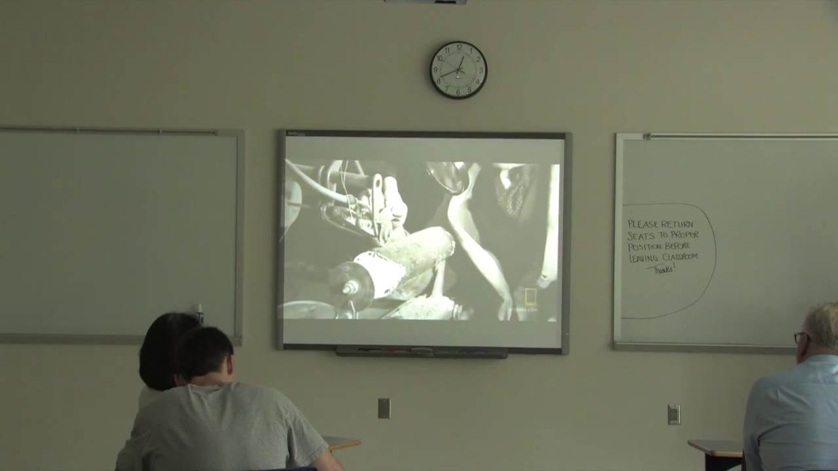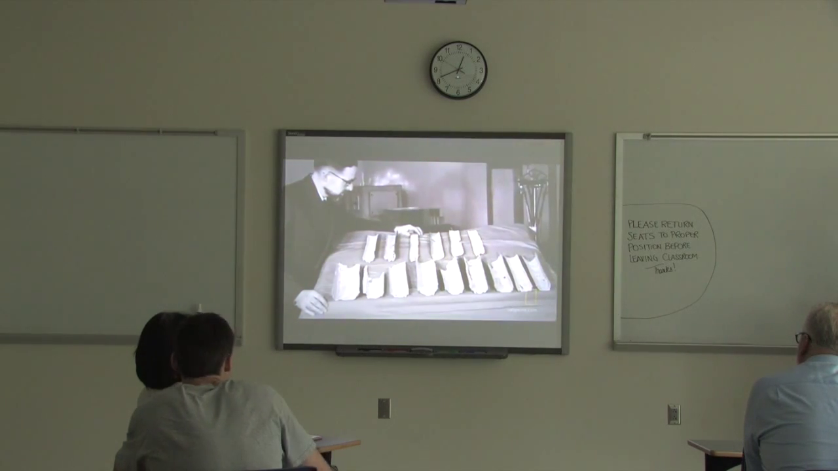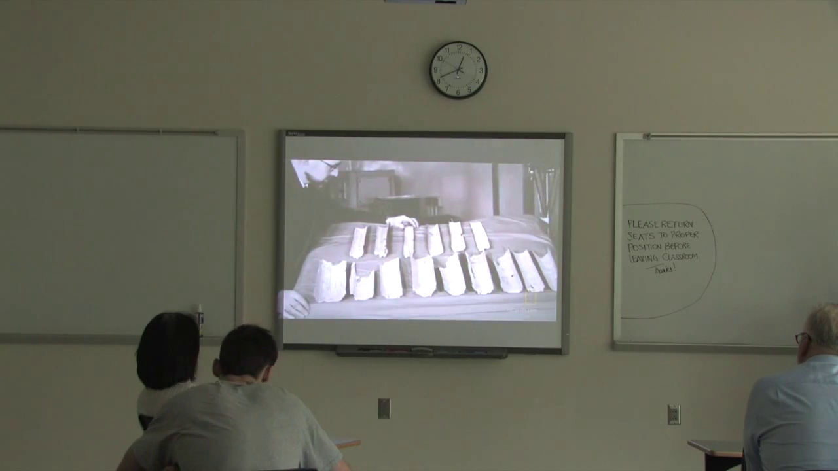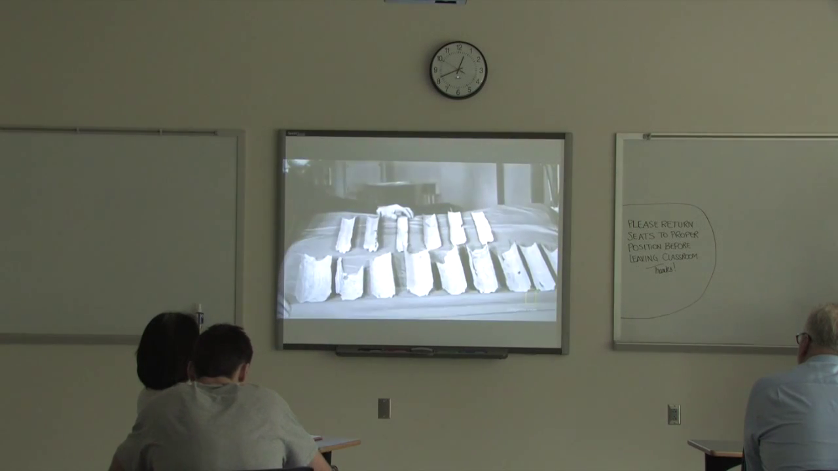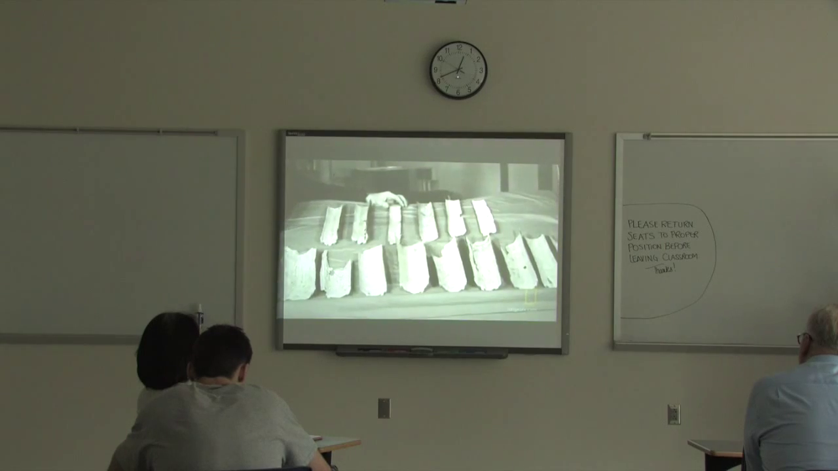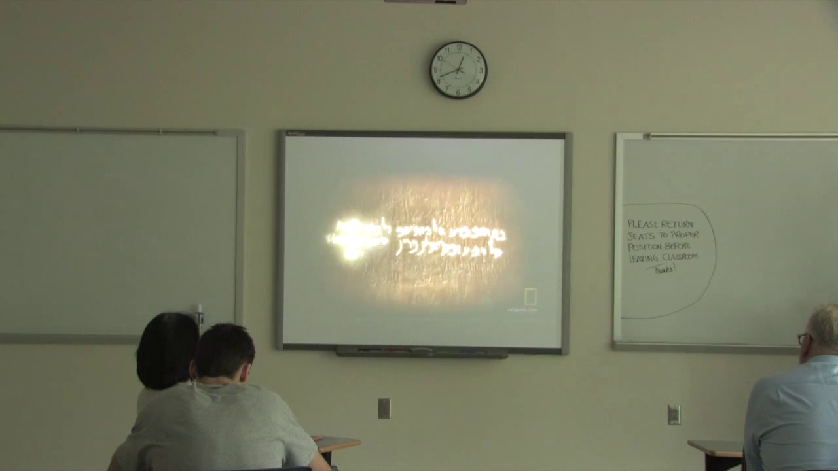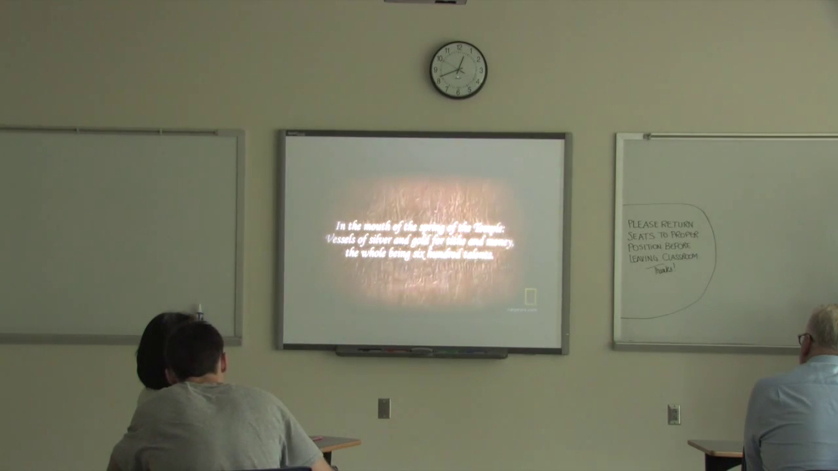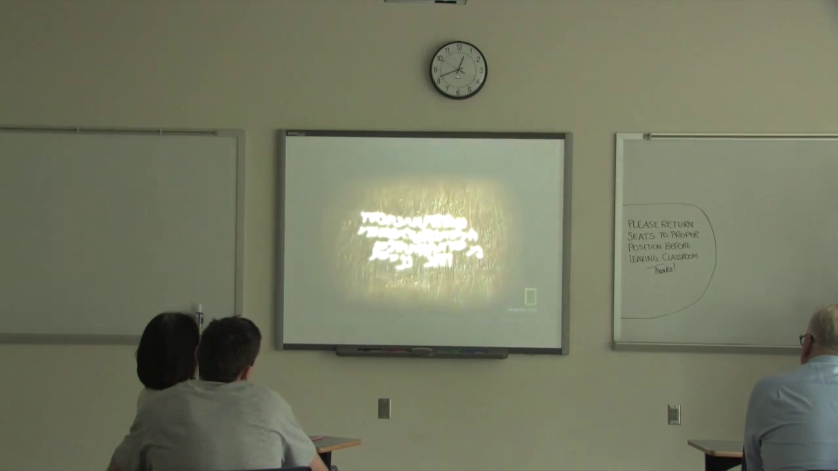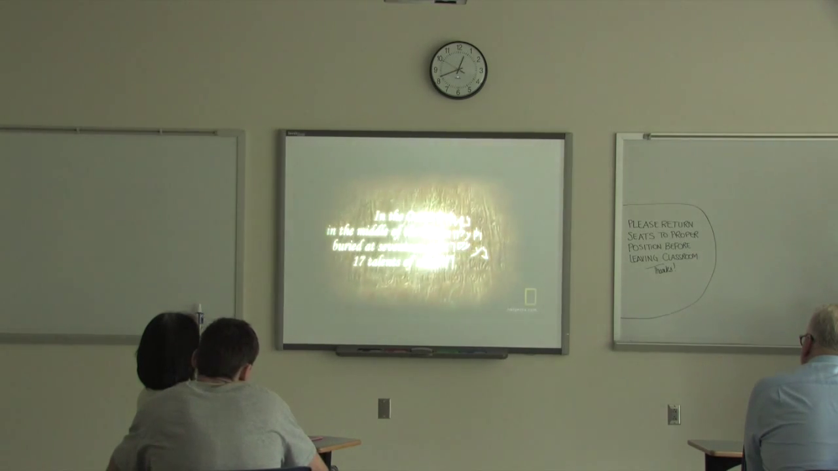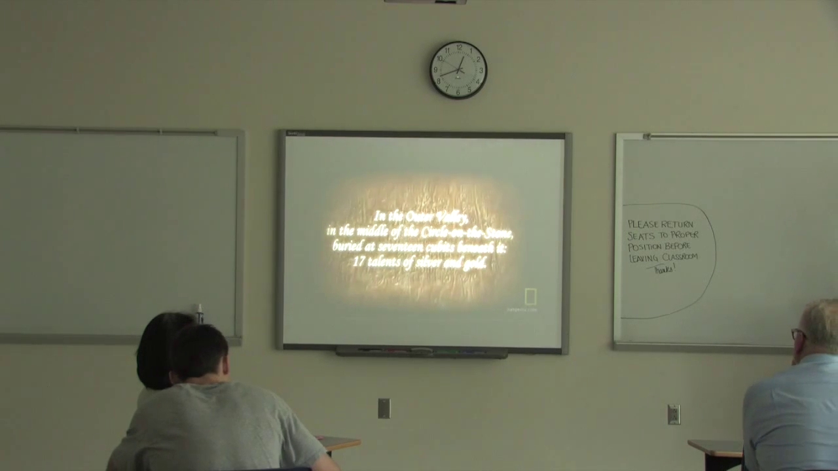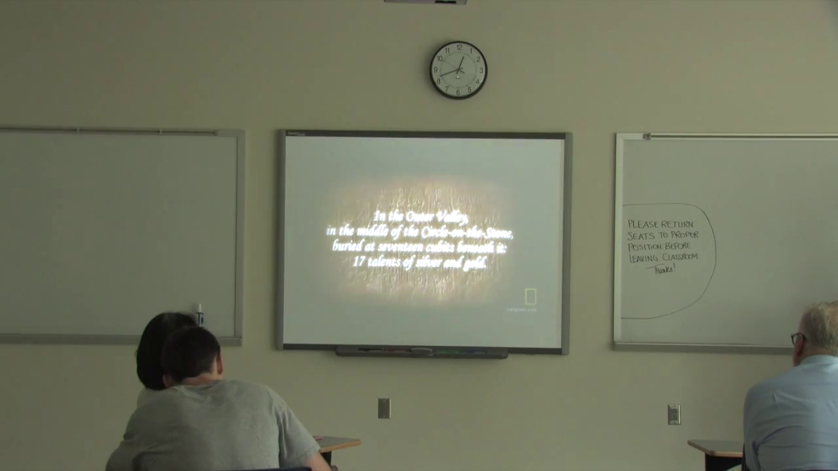Too brittle to be unrolled, the scroll had to be painstakingly cut into 29 pieces before it could be translated. Its contents sound like ripe pickings for the likes of an Indiana Jones. In the mouth of the spring of the temple, vessels of silver and gold for tithe and money, the whole thing being 600 talents. In the outer valley, in the middle of the circle on the stone, buried at 17 cubits beneath it, 17 talents of silver and gold.